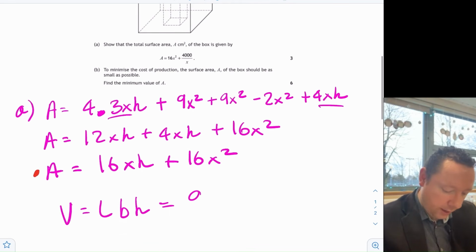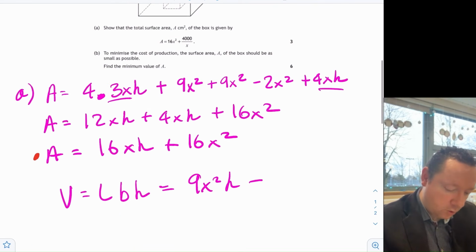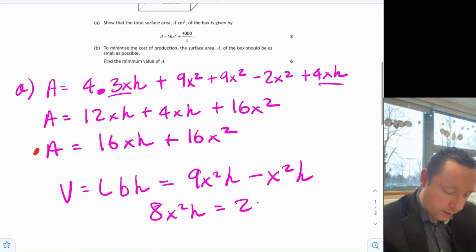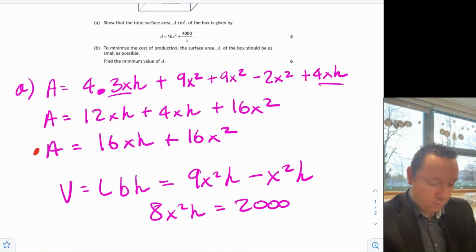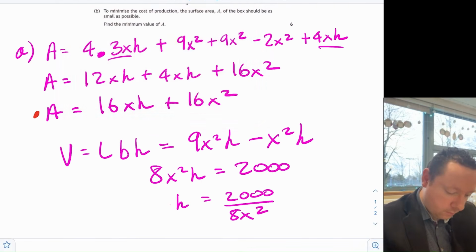So 9x squared h, but we need to remember to take away the hole, which is x by x by h. So that's just x squared h. So our volume is 8x squared h, but that equals 2000, it says. So I can now eliminate h from my area by rearranging this equation to make h the subject. So that means that h equals 2000 divided by 8x squared. A mark for getting h.